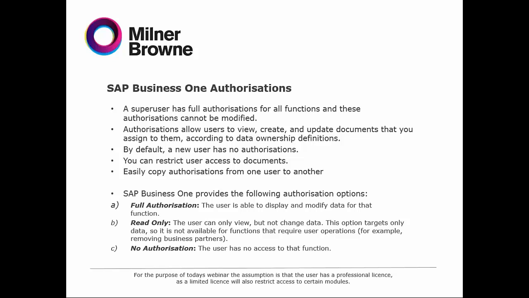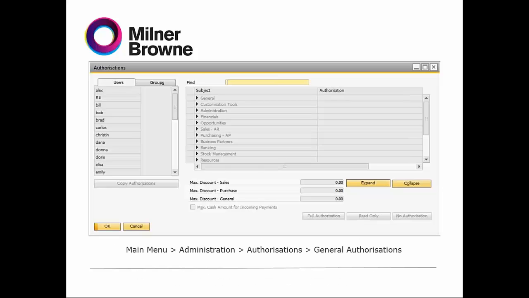This option targets only data, so it is not available for functions that require user operation, for example, removing business partners. No authorization. The user has no access to that function. For the purpose of today's webinar, the assumption is that the user has a professional license, as a limited license will also restrict access to certain modules. Here we have a look at the Authorizations window. You can access it through the main menu, Administration, Authorization, General Authorizations.